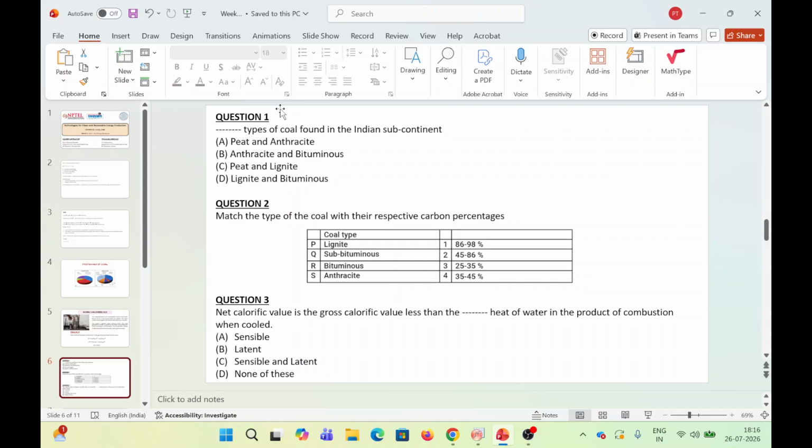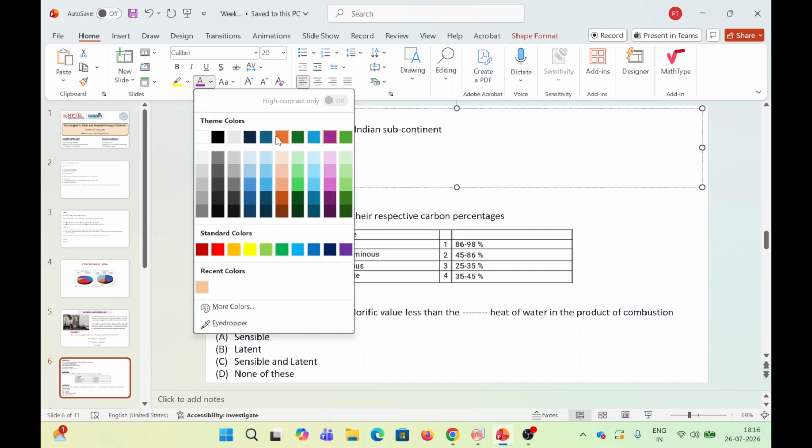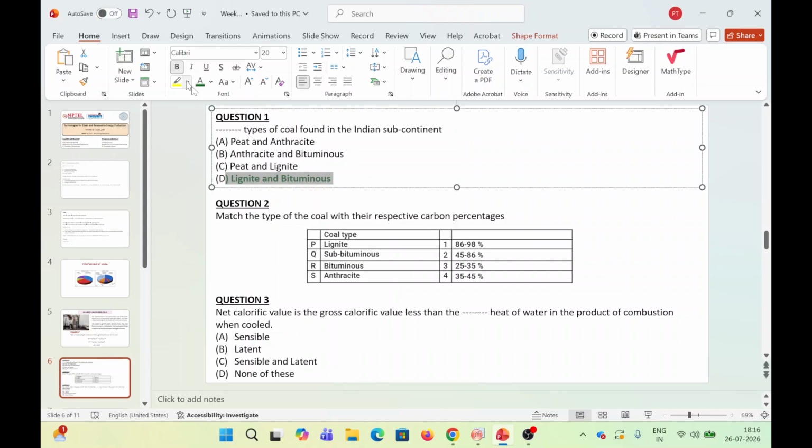So the answer is lignite and bituminous. These are the two types of coals that are found in the Indian subcontinent. You can actually look at the course content. Over there, if you see, only these two, lignite and bituminous, are the types of coals that are found in the Indian subcontinent. That is what is actually mentioned. So please have a look at it.